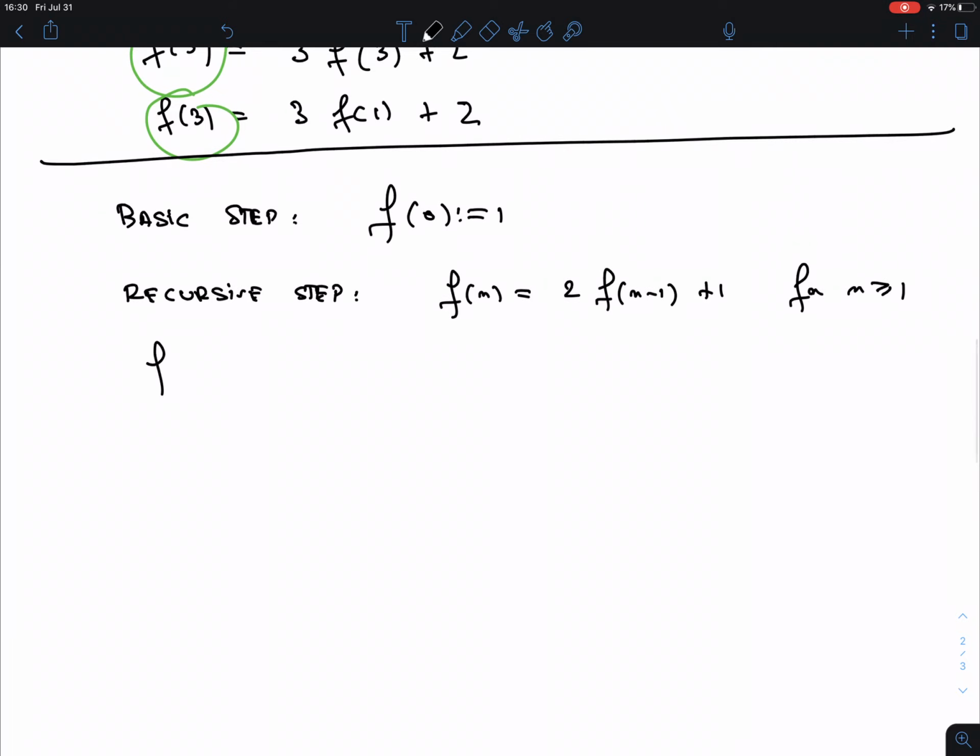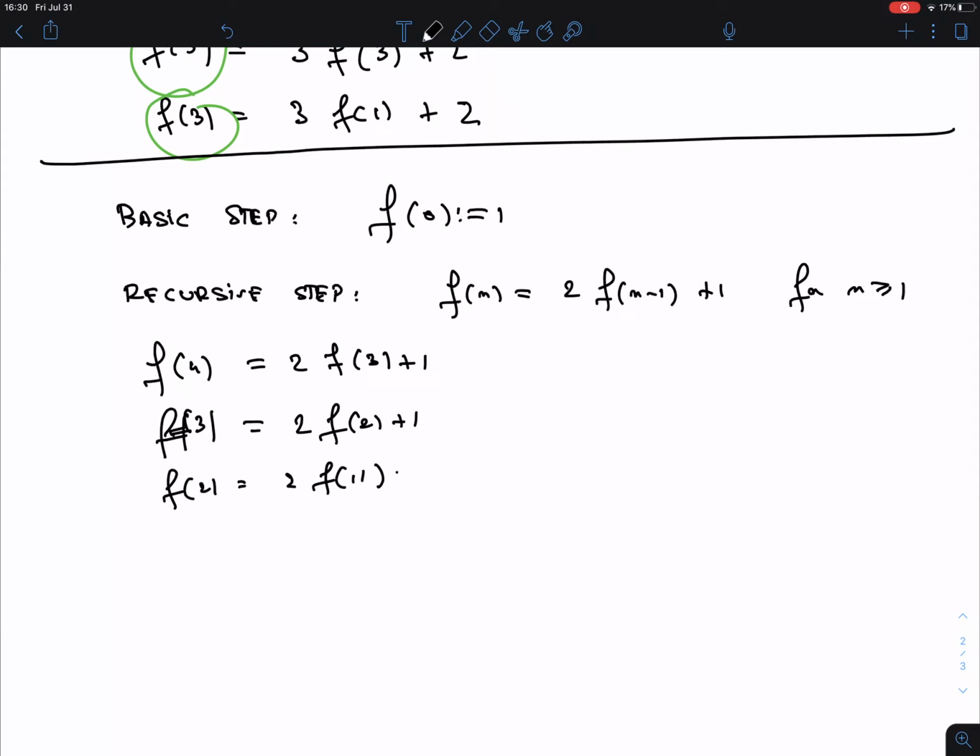Okay, let's work out one more time some of the examples here. So let's do f4 one more time. I know it's a bit tedious, but let's just do it. It's 2 times f3 plus 1. Please stop the movie, try to figure it out yourself, right? f3 is 2 times f2 plus 1, f2 is 2 times f1 plus 1, f1 is 2 times f0 plus 1. Now that one I know, I'm using this here, that is 2 plus 1, that is 3.